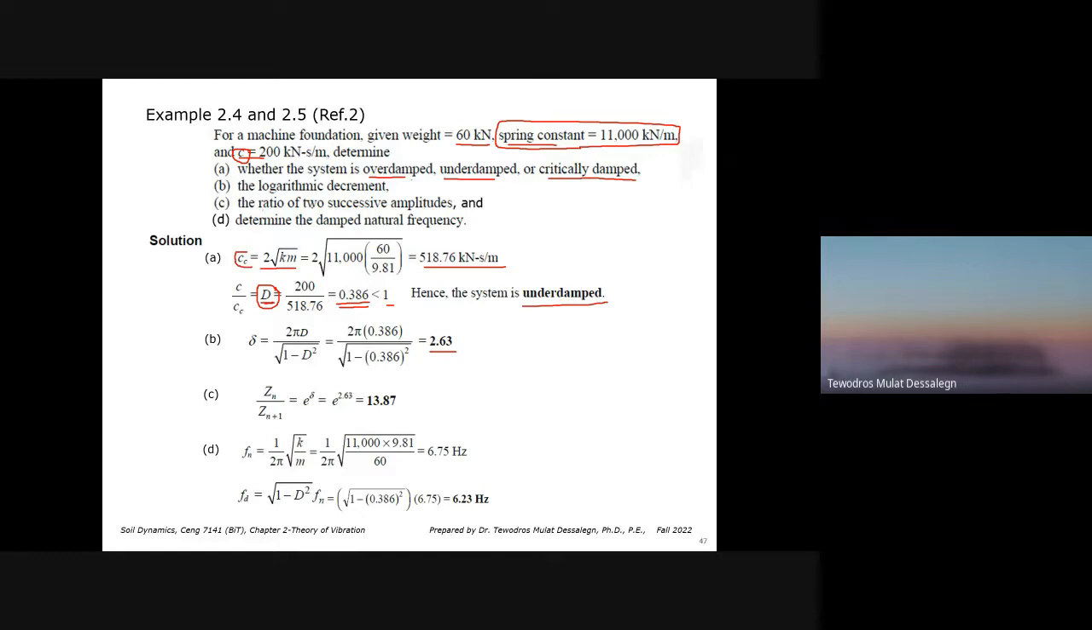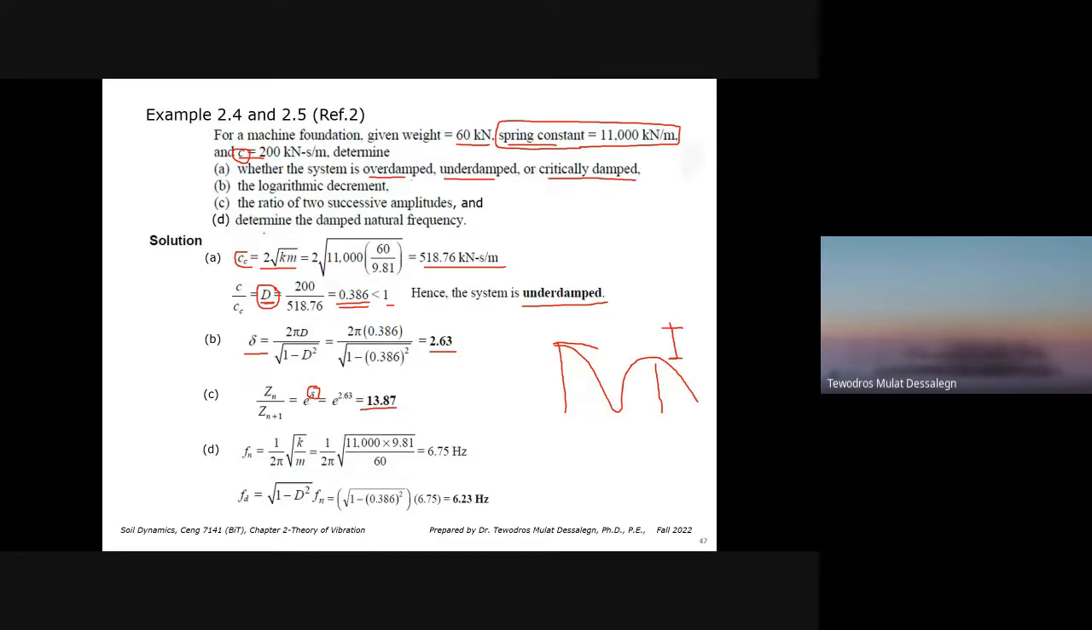Then find the ratio of two successive amplitudes, which is just the exponential of the logarithmic decrement. Zn by Zn plus 1 is the exponential of that logarithmic decrement. Then it's 13.87. So if you have two amplitudes, this is exactly the ratio. The amplitudes are dying out, so the difference between the two is around 13.87.